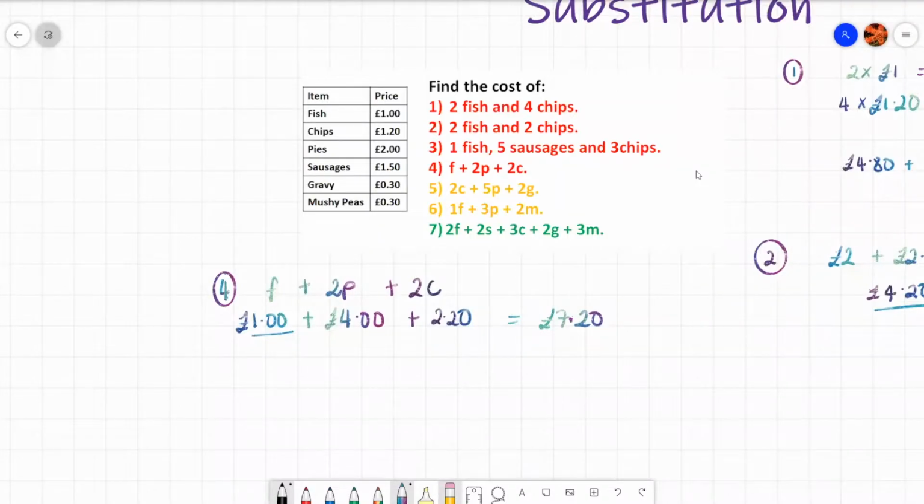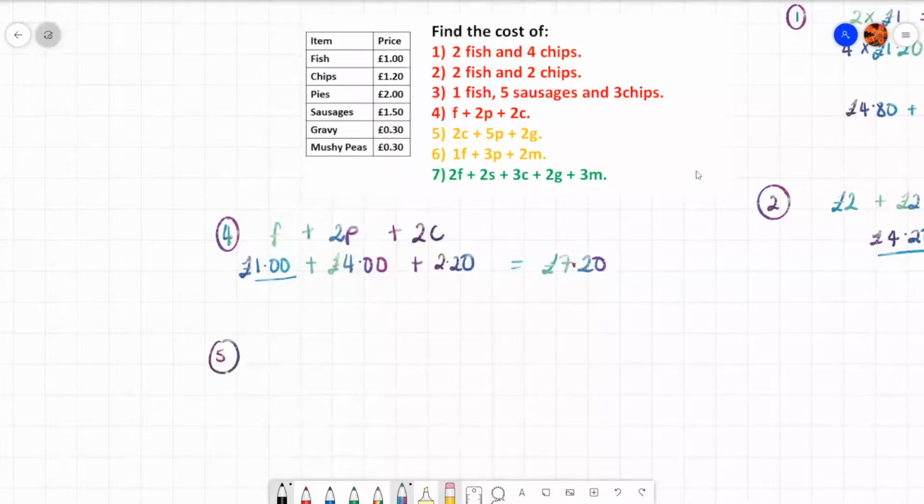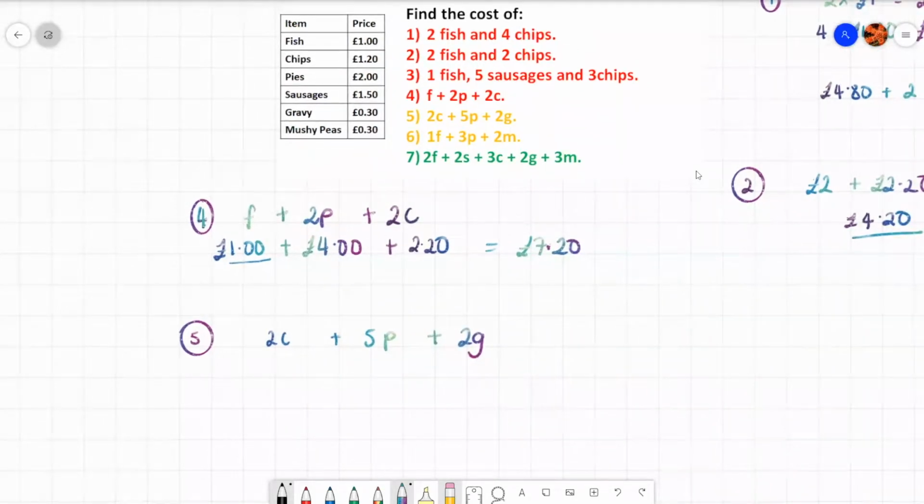Let's have a look at another question. This time we want 2 chips plus 5 pies plus 2 gravies. Again, we are going to replace the letters with the numbers. 2 chips, well, that's going to be £2.40. Pretty simple to do in our head. 5 pies, well, 5 times 2 is £10. And then 2 gravies, so that's going to be 60p, isn't it? Okay, we're going to add that up. So £2.20, add £10, add 0.60. That gives me £12.80. So I have substituted the letters for the numbers.